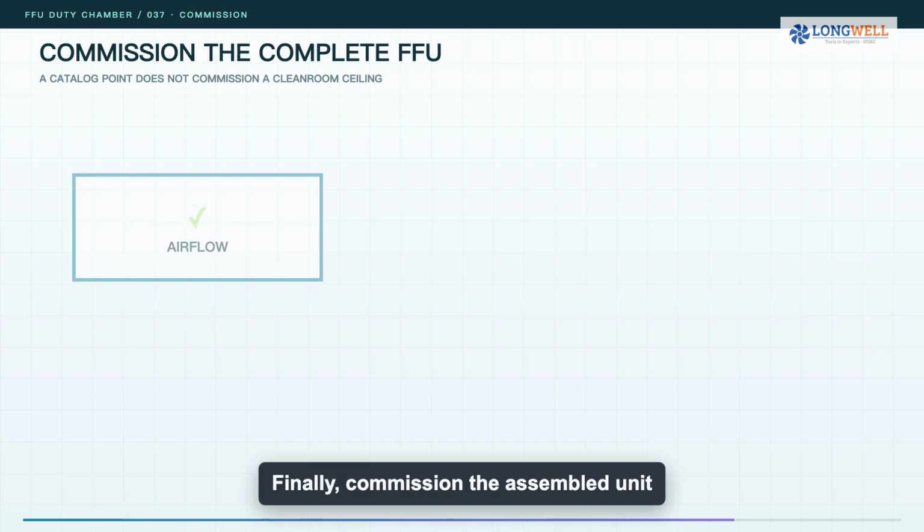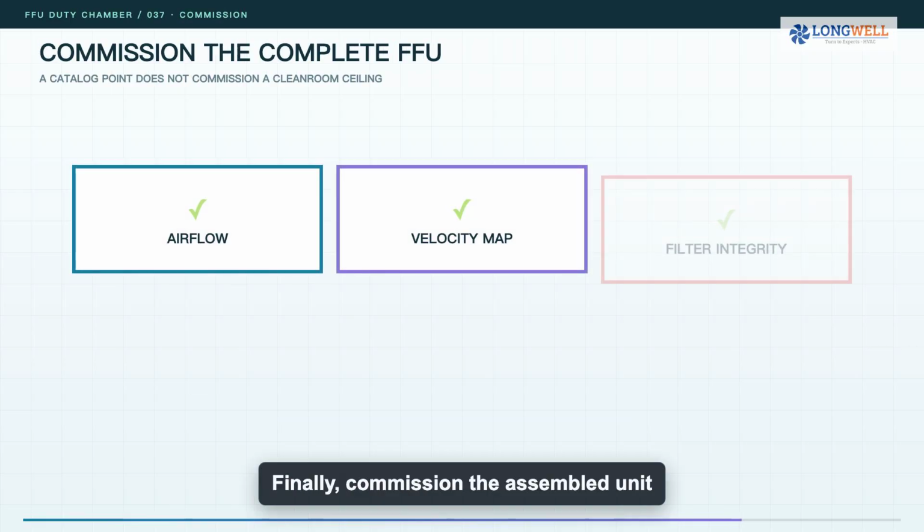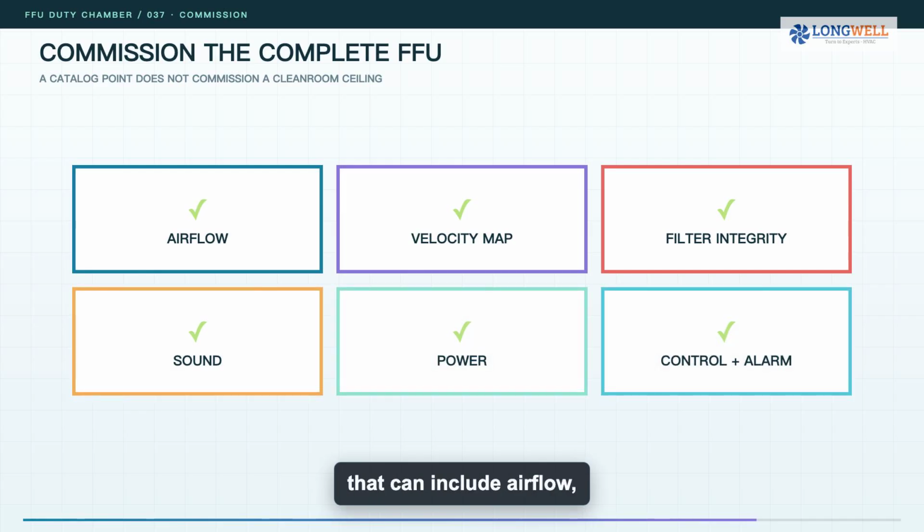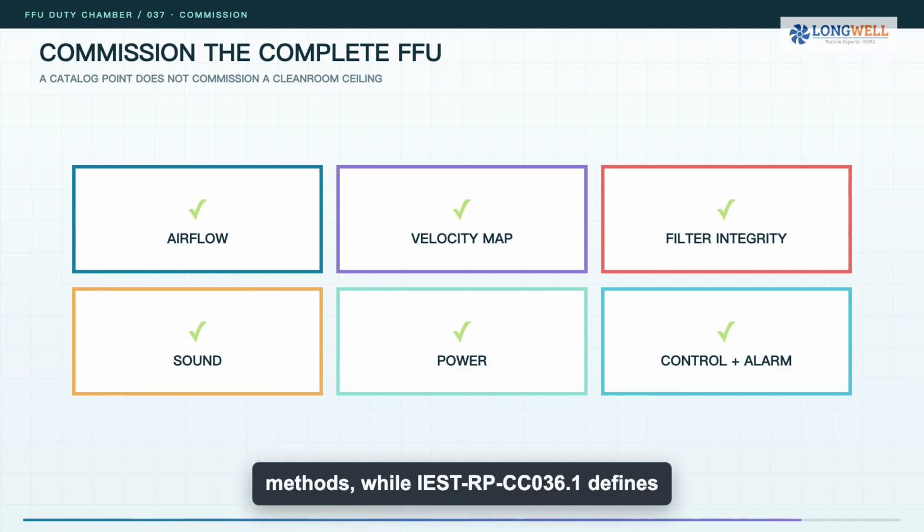Finally, commission the assembled unit and the installed sealing. Depending on the project, that can include airflow, face velocity uniformity, filter integrity or leakage testing, sound, power, control response and alarm behavior. ISO 14644-3 provides cleanroom test methods, while ISTR PCC 036.1 defines comparable FFU performance tests. Match the final plan to the owner specification and applicable requirements.